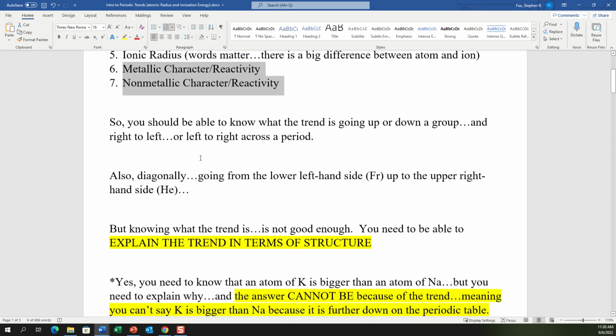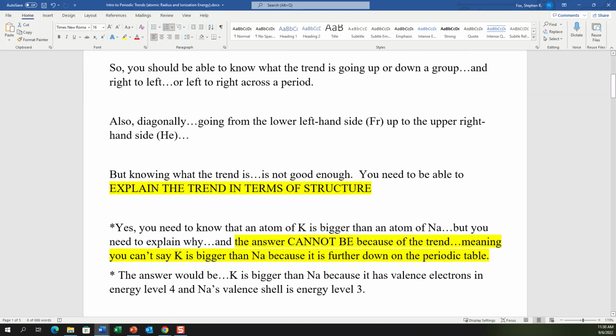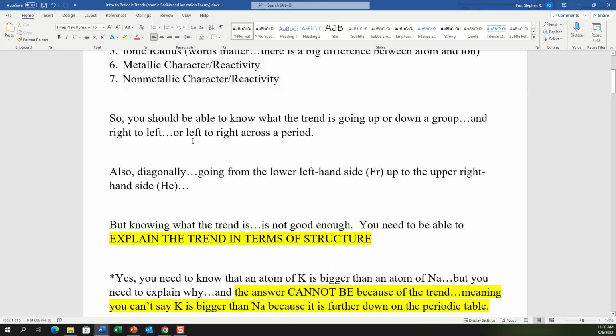But again, it's all about the structure, right? It's all about using structure to explain the trend. Okay, so that's why I highlighted it here. So you need to know the trend. You need to know, as I go left to right, across a period, across a row, what happens? Does it increase? Does it decrease? As I go down the periodic table, as I go down a group, does it decrease or does it increase? So you need to know that trend.